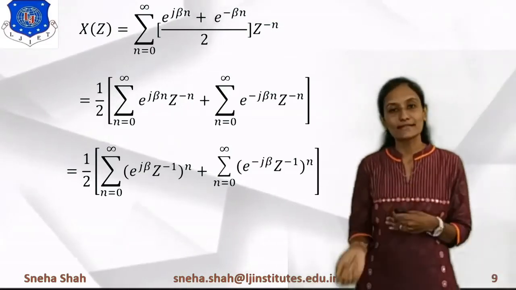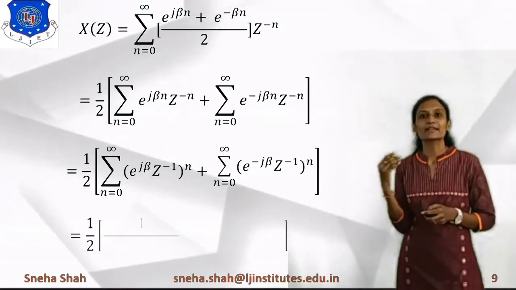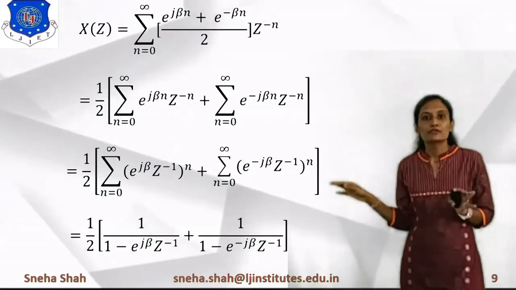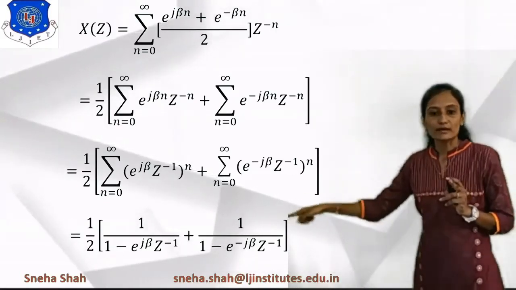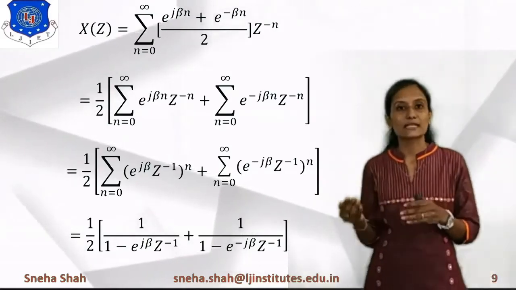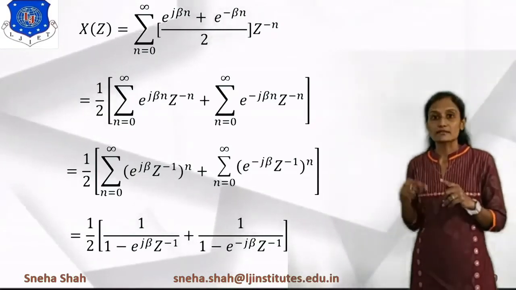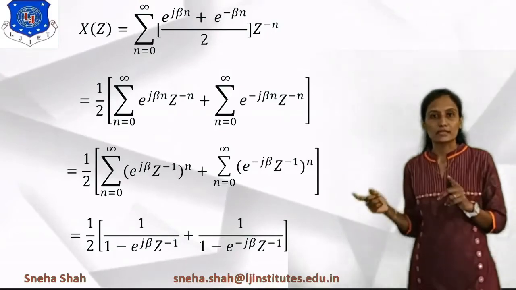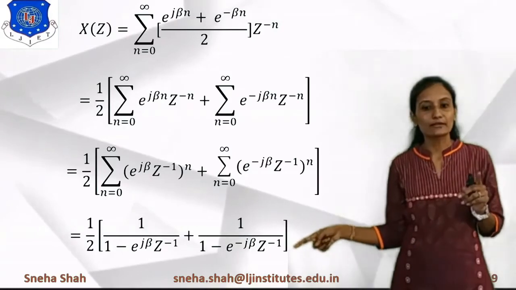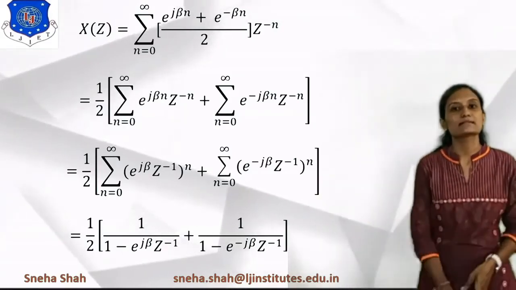Now we are applying the same rule: if we are taking summation n equals 0 to infinity of a raised to n, then we take 1 upon 1 minus a, right? So I am applying this rule. The next step is 1 upon 1 minus a. For the first term, the value of a equals e raised to j beta into z raised to minus 1. And for the second part, its value equals e raised to minus j beta into z raised to minus 1. So the term will be like this: 1 upon 1 minus e raised to j beta into z raised to minus 1, plus 1 upon 1 minus e raised to minus j beta z raised to minus 1.